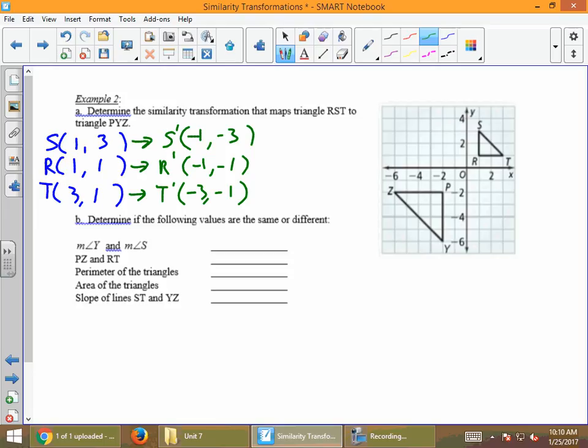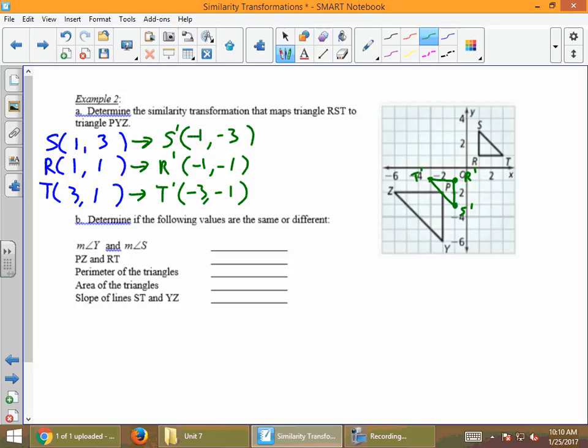It might be graphed on itself, I don't know. So let's do S prime, negative 1, negative 3. R prime, negative 1, negative 1. And T is at negative 3, negative 1, excuse me. Draw my little triangle. Awesome. It's in the same quadrant that I want.